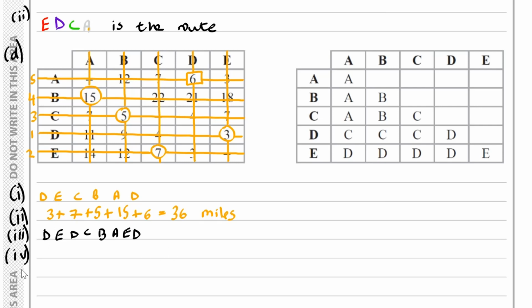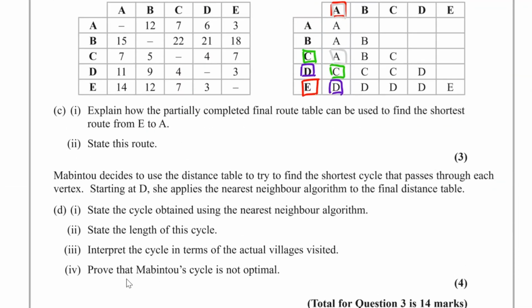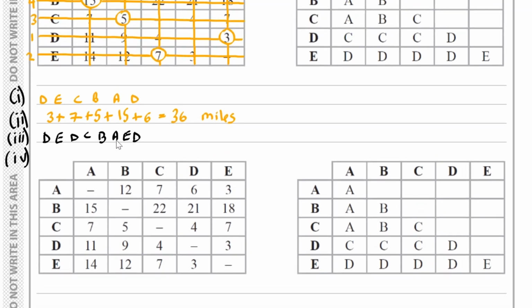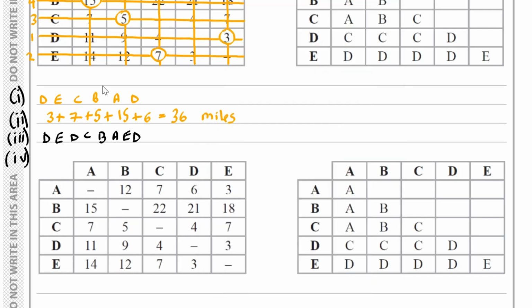And for the fourth part, we have to prove that Mabintu's cycle is not optimal. Okay. So I've just copied out the table again, just copied and pasted it. Now we want to find a better route than this 36 miles. So the way we can approach this, if I get a different colour, is to do the exact same thing. We were told before that we have to start at D.